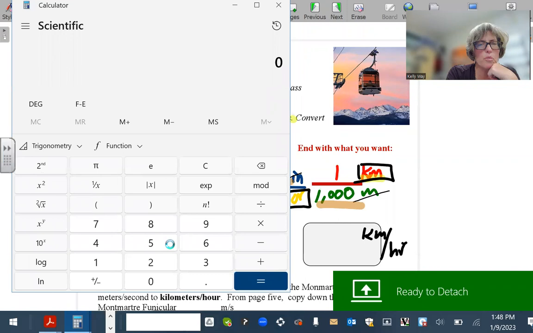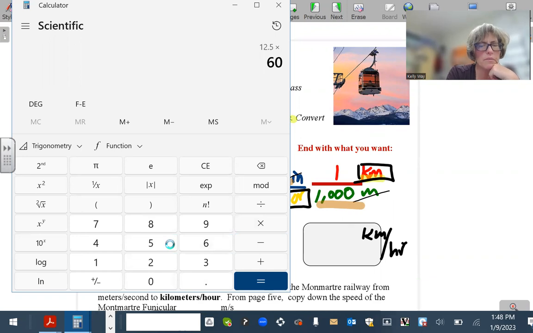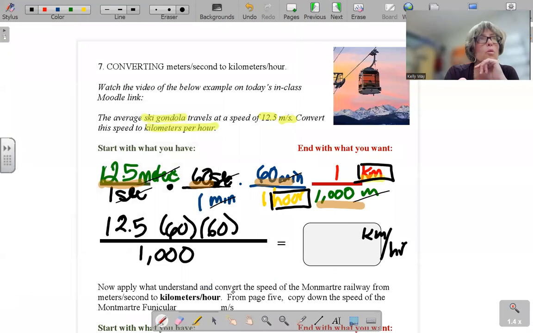So 12.5 times 60 times 60 again, divided by 1,000. So the gondola in this case is actually traveling at a pretty quick speed of 45 kilometers per hour, which is roughly about 30 miles per hour, which you're a little bit more familiar with.